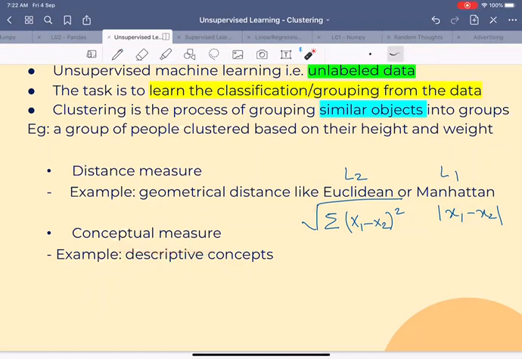Other options are things like conceptual measures. So conceptual measures are, let's say, I have age, but instead of numbers, I have groups of ages, like teenagers, young, adult, and so on. And we are seeing how close these groups of ages are. So if I have two people like young and young, okay, they are close to each other. Two people like senior and senior, they are close to each other. Or we can have conceptual measures like occupation: engineers, doctors, lawyers, and so on.